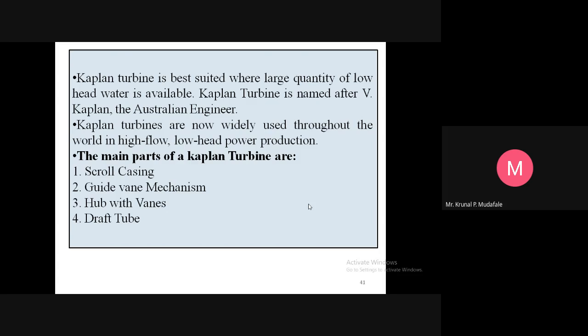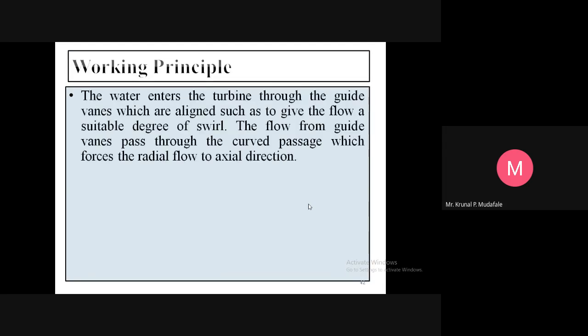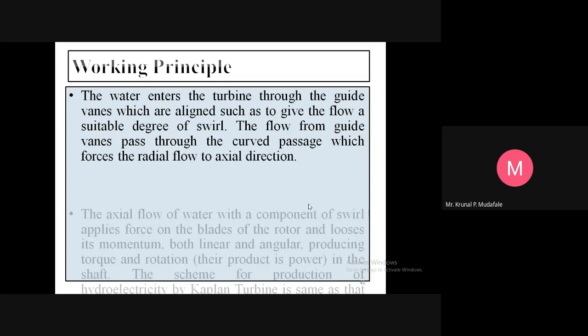The main parts of the Kaplan turbine are, similar to the Francis turbine, first the scroll casing, which is obviously the circular casing. Second is the guide vane mechanism. Third is the hub with vanes, and the fourth is the draft tube, which is used to release the water pressure. So these are the parts of the Kaplan turbine, and now the working principle.